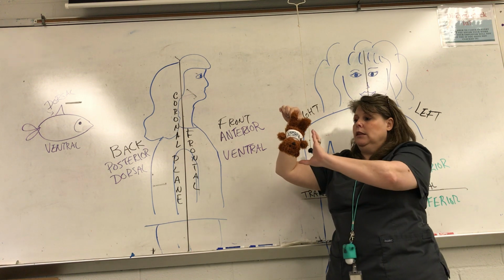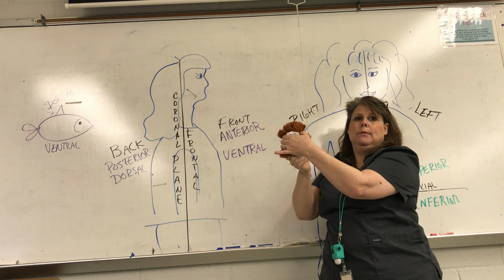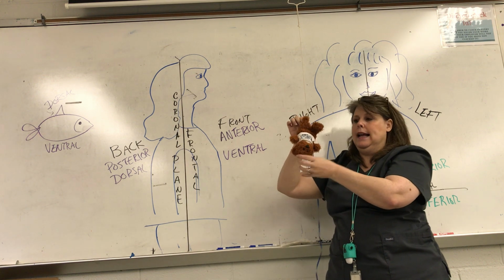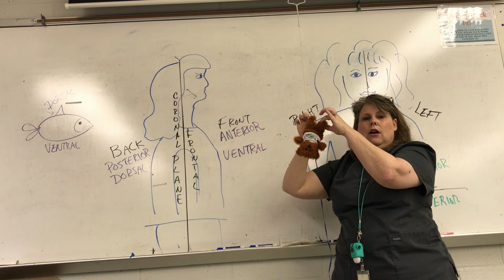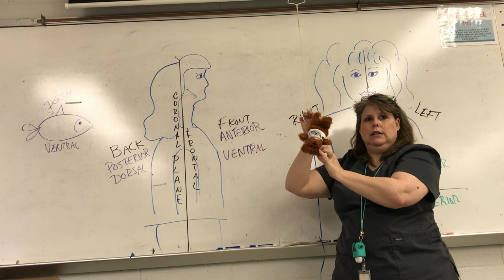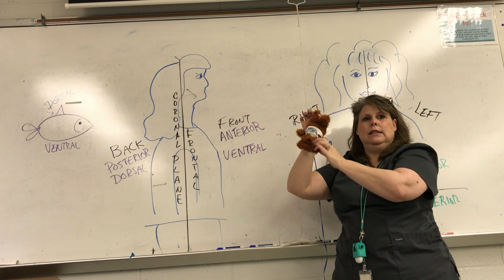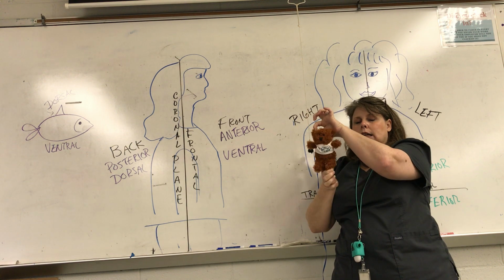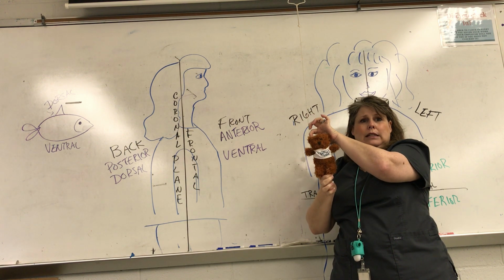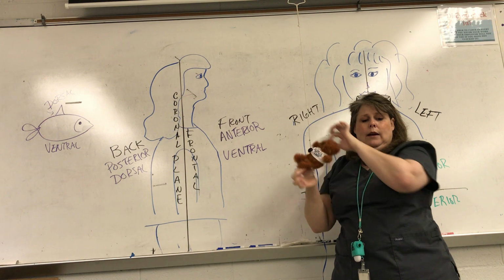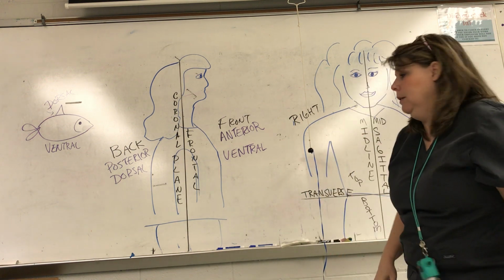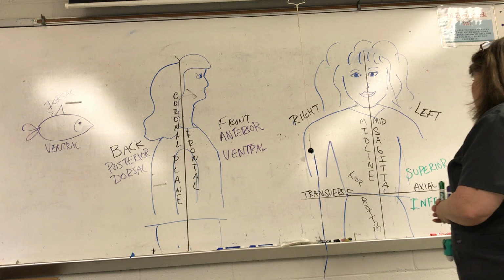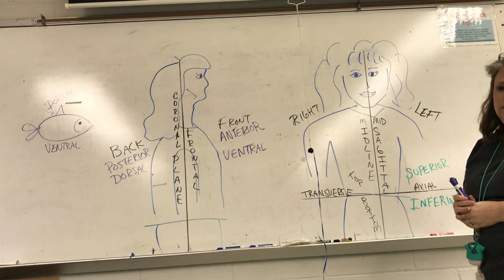We would assume that the bear was in anatomical position but hanging upside down, so his feet are inferior to his ears. His feet are still below his ears because we're going to describe everything as if he were in anatomical position. Does that make sense? Okay. If you're not sure about that, hit me up and ask me. Okay, superior and inferior.